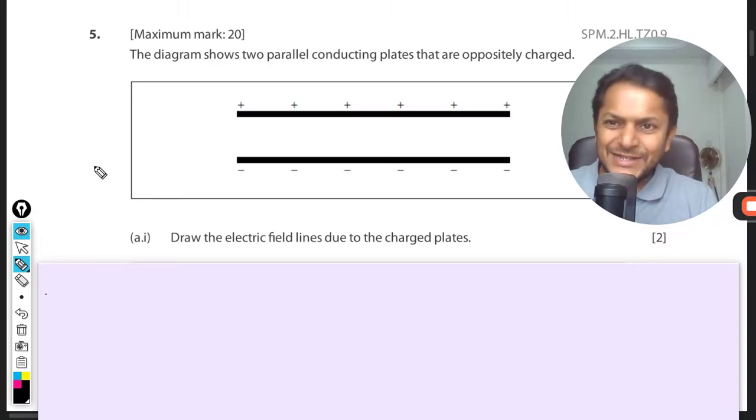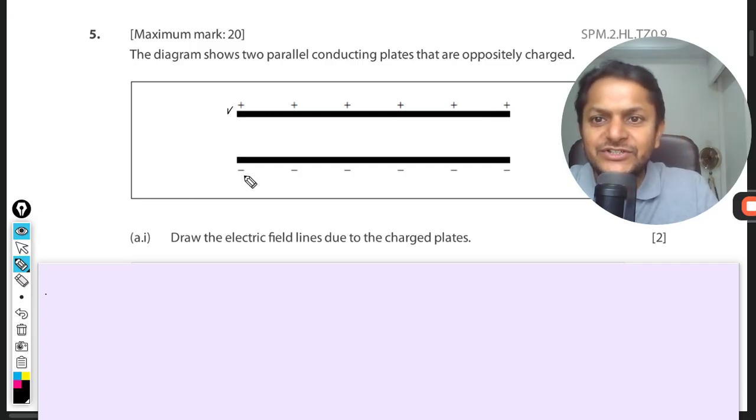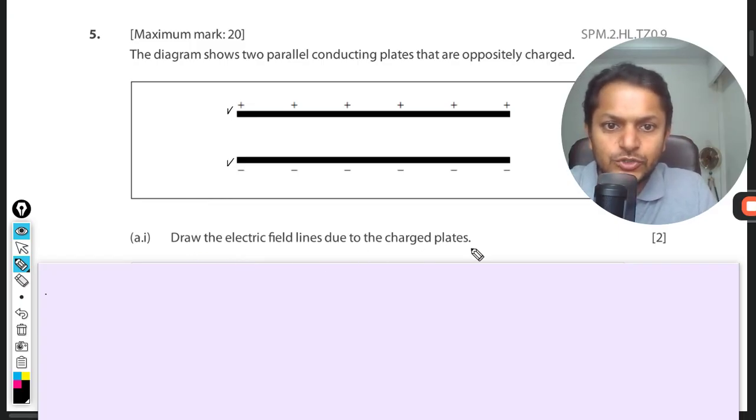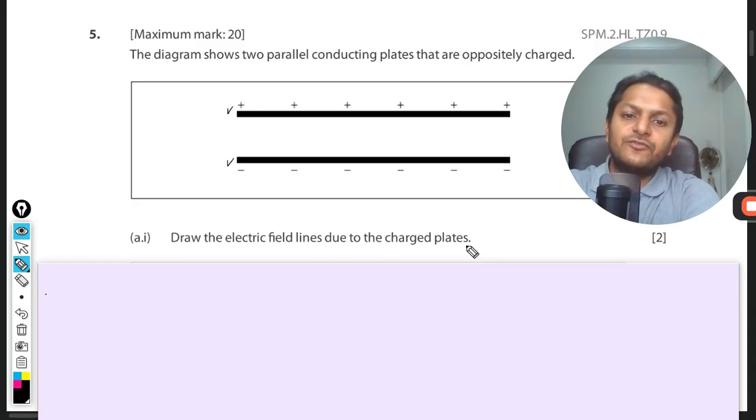Okay, dear students, so let's see what is there in this question. The diagram shows two parallel conducting plates that are oppositely charged. The upper plate is positively charged and the lower plate is negatively charged. Draw the electric field lines due to the charged plates. So we have to draw the electric field lines within the plates.